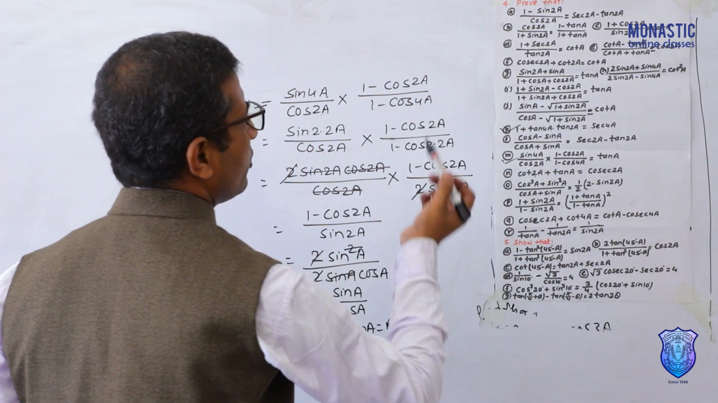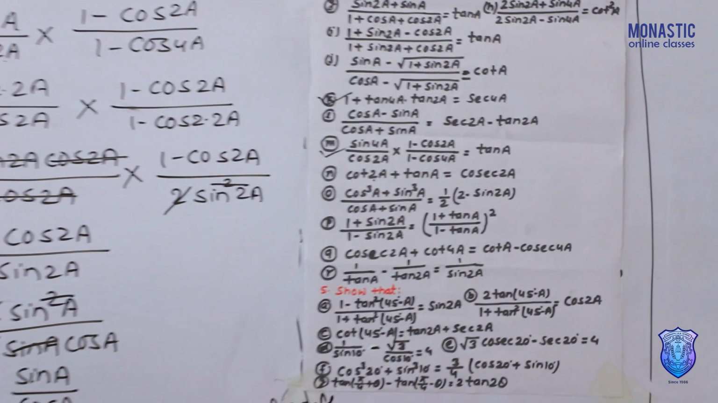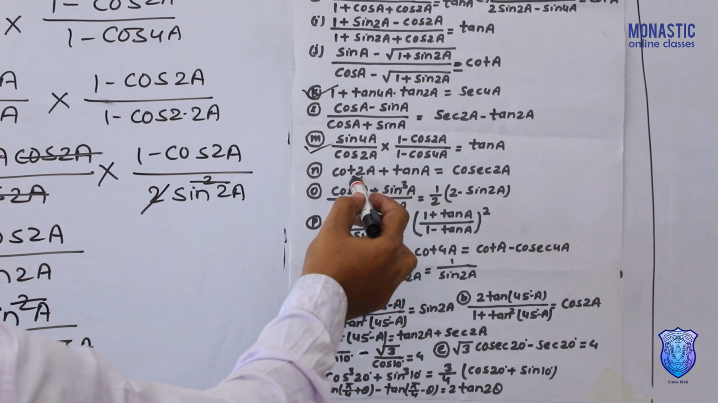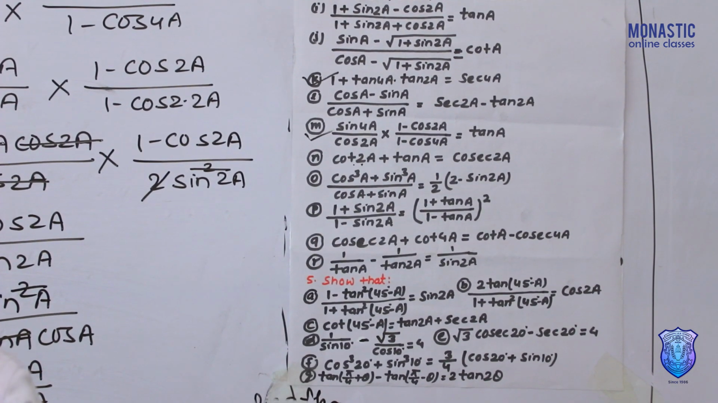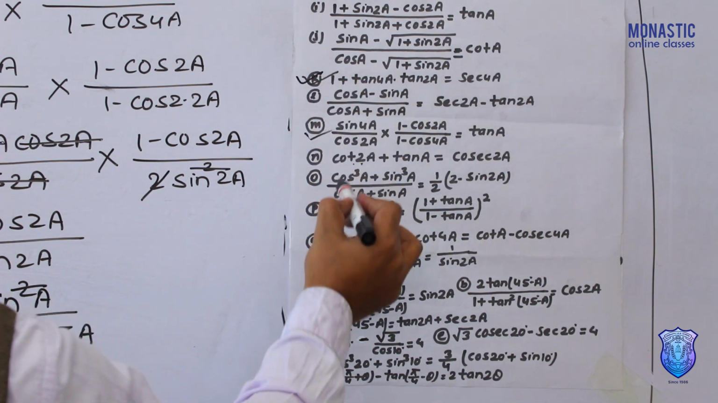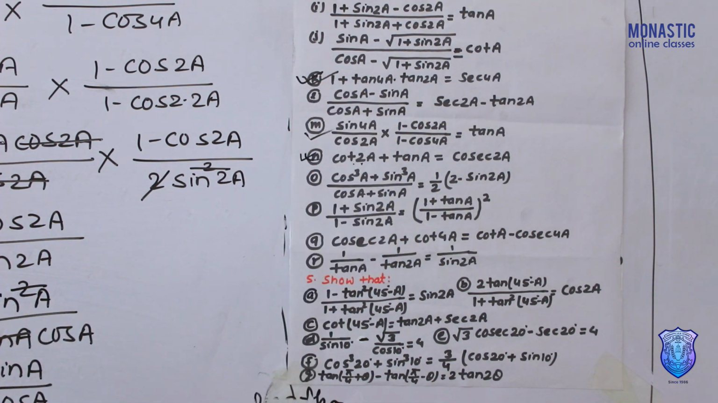Now you have already learned this type of question. Convert them both in sine and cos and do the simplification same as K. You will get this result, question number N. Now move to question number O.